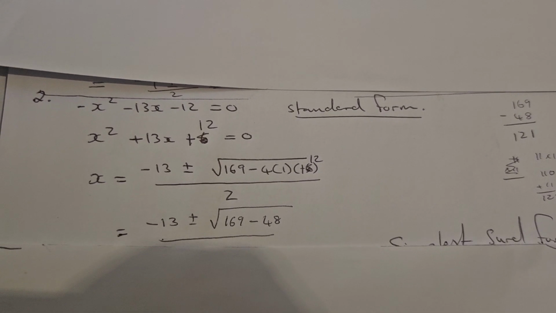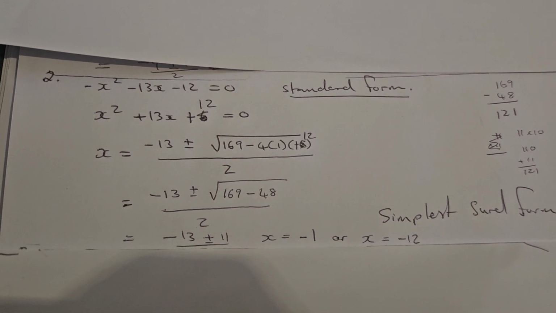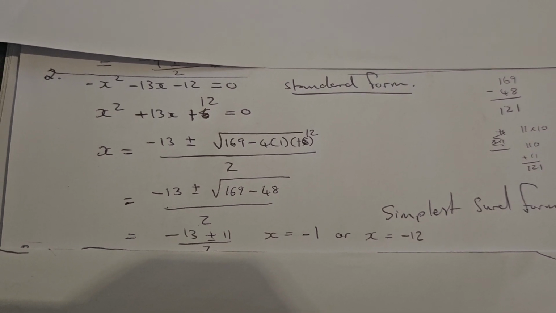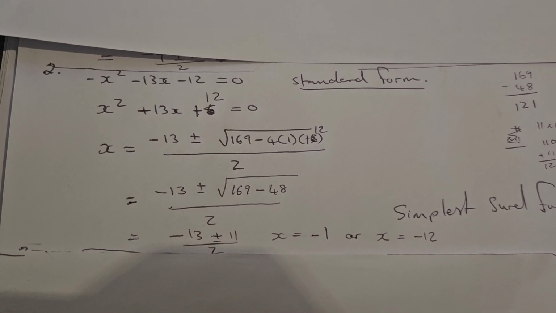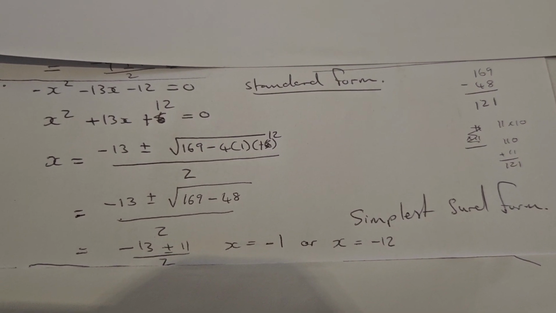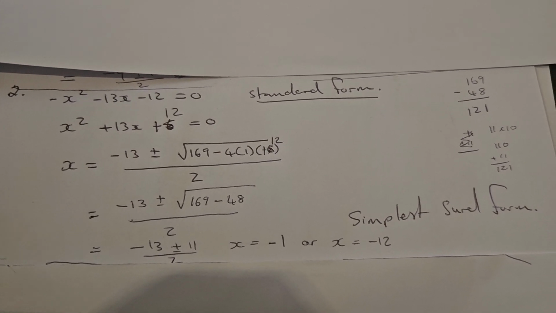Okay, when simplifying this, again, I didn't have a calculator, so just compare. Simplest surd form, so I go and check. It was 121 in there, which is just 11 squared, so it was plus or minus 11. If you put that in, you should get negative 1 and negative 12 as answers. Okay, so that's the same type of process as the first question.